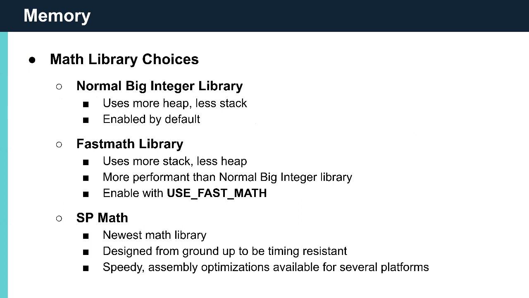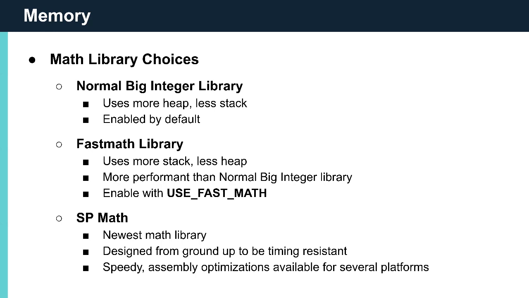We've got a couple different math library choices underneath wolfCrypt. We have a normal big integer library. So this was our first library. It uses more heap, less stack. It's no longer enabled by default. This slide is outdated. We've since switched our default to be SP math, which is our newest math library. Fastmath uses more stack and less heap. It's more performant than our older normal big integer library, and it's enabled by defining USE_FAST_MATH.